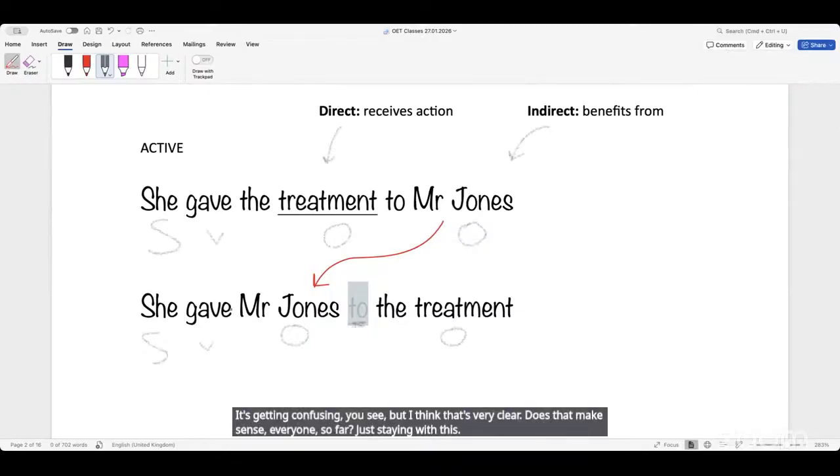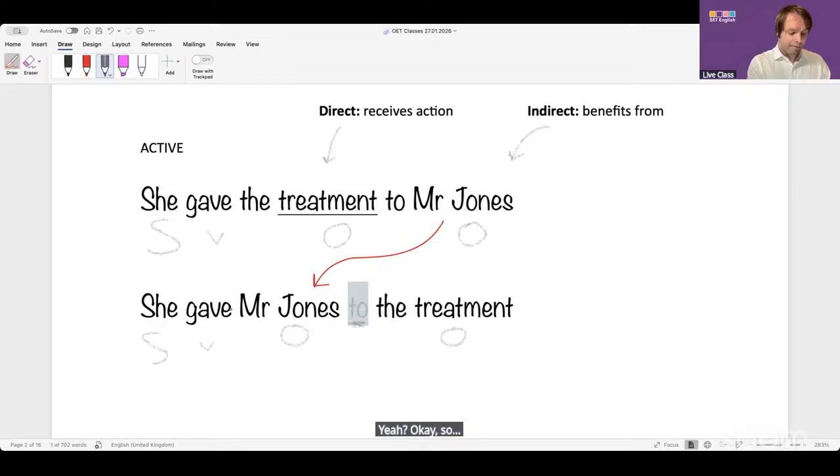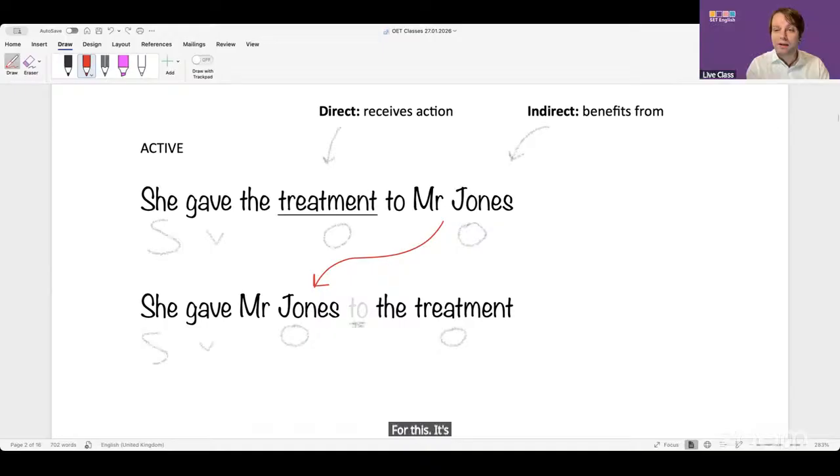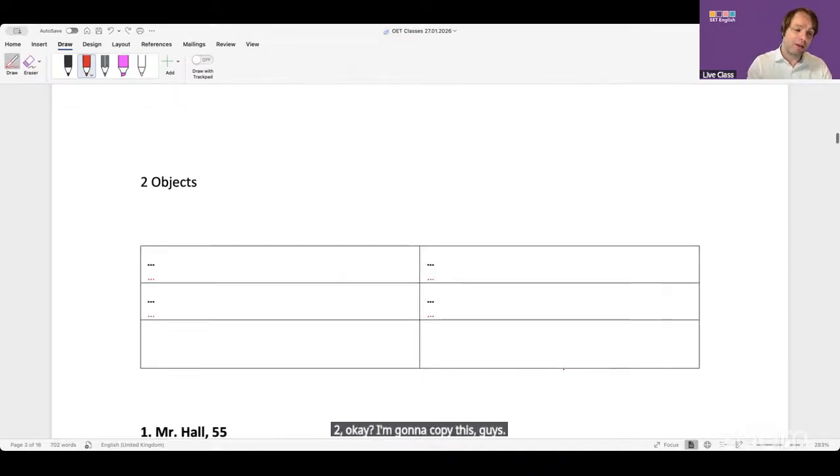Yes. Yeah? Okay, so when we talk about this problem of two objects, there's only two prepositions we use for this, to and for. It's to and for, Zuhal, right? Let's focus just on to. To, okay? I'm going to copy this, guys, and I'm going to put this in this diagram here. Can everyone see this here?